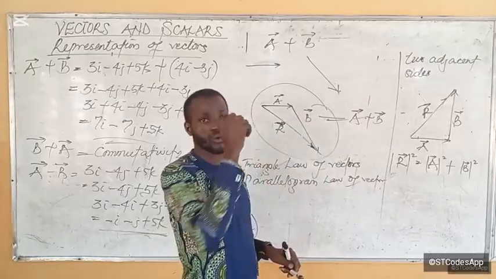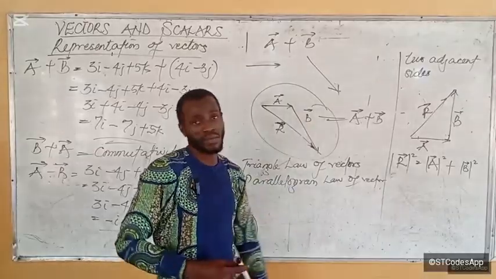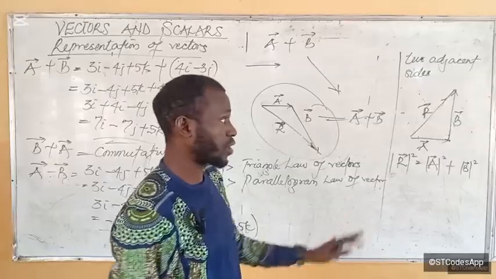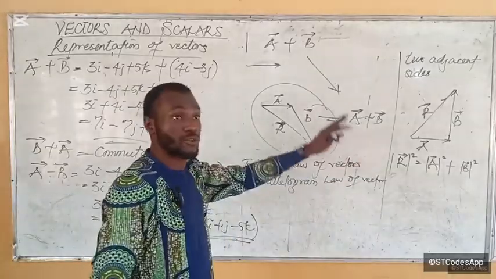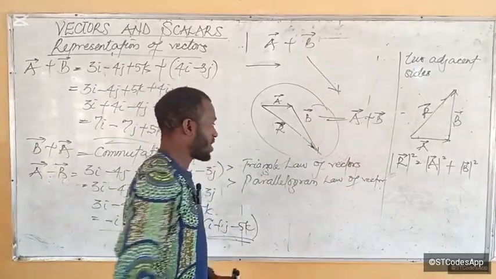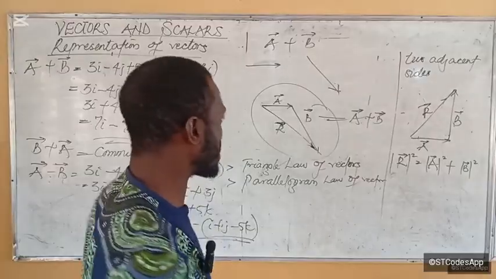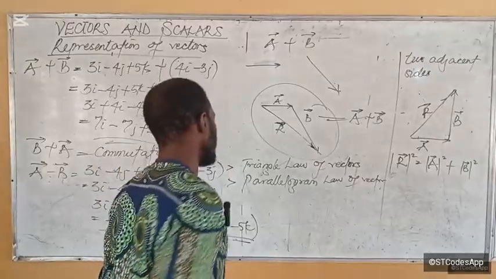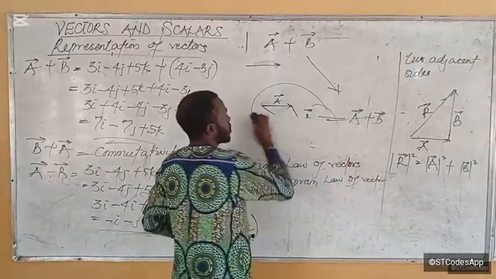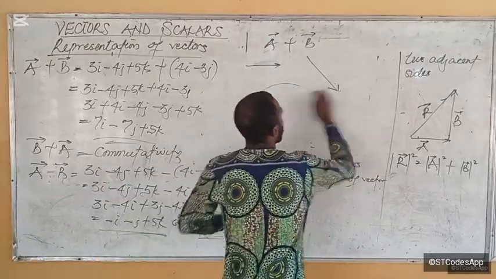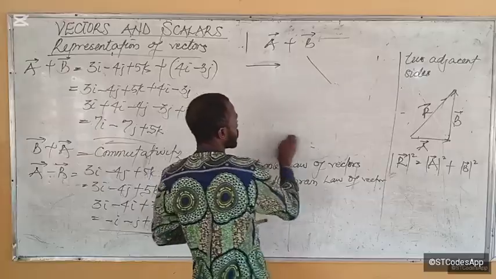Now, if you want to get the magnitude of the resultant, you can easily use Pythagoras theorem. That's the hypotenuse squared is equal to opposite squared plus adjacent squared. Our hypotenuse is now the resultant of the two vectors. So the magnitude of the resultant squared is equal to the magnitude of vector A squared plus the magnitude of vector B squared. Is that clear?